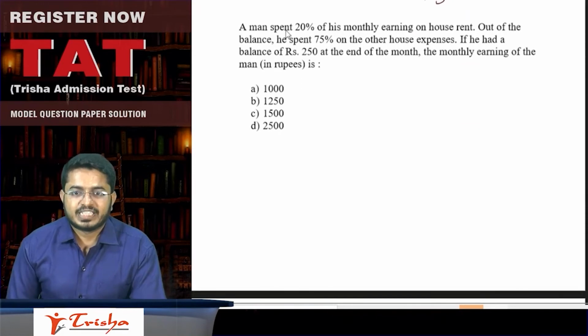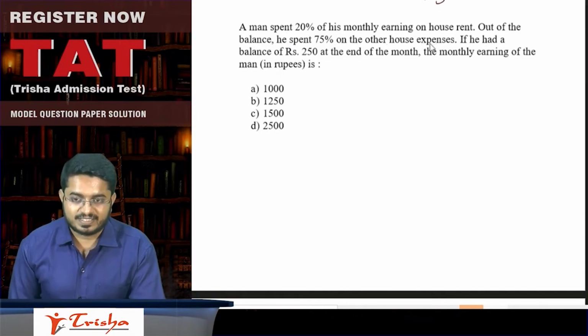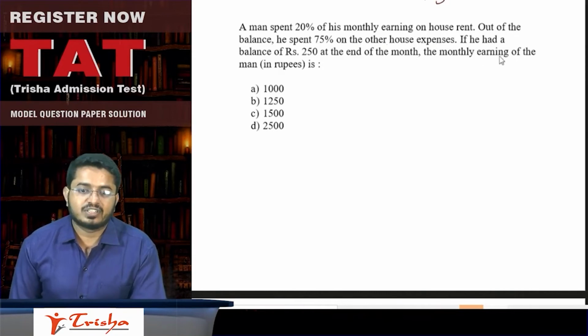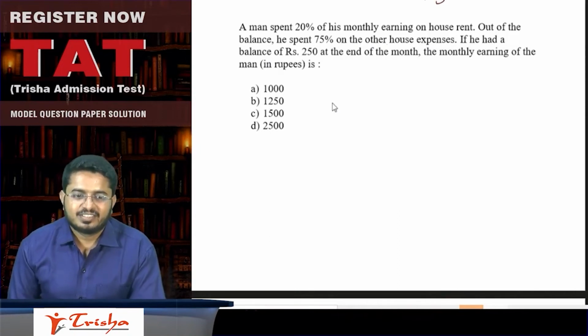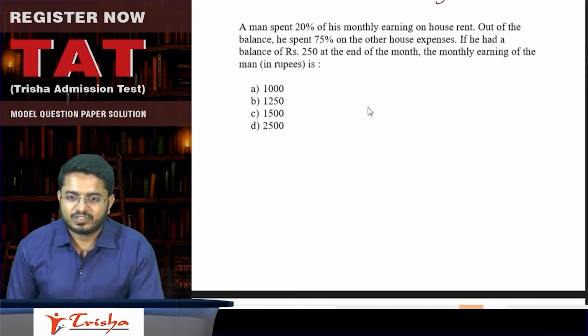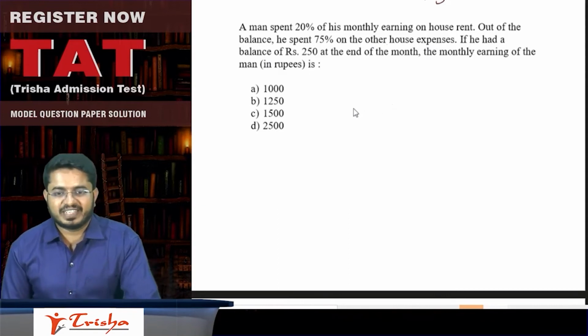He has spent 20% of his monthly earning on house rent. Out of the balance, he spent 75% on other house expenses. If he had a balance of rupees 250 at the end of the month, the monthly earning of the man is. So if you do this in a particular flow chart that I'll teach you, you will be able to solve this problem very easily.